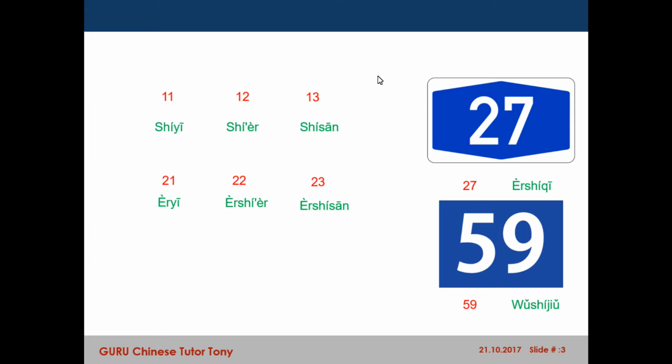That's why I'm asking you to really memorize the basic numbers 0 to 9 very, very well, so you can make more numbers from them. So 27, the same rule: 2, 10, 7. That's 27. And 59 is 5, 10, 9. So that's 59.